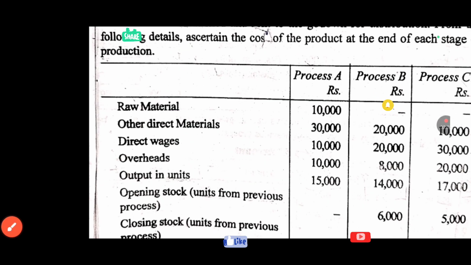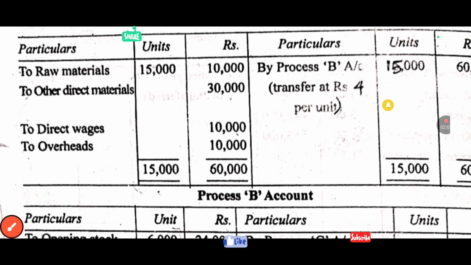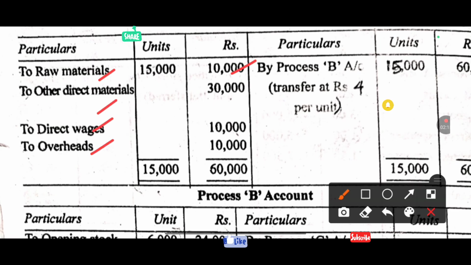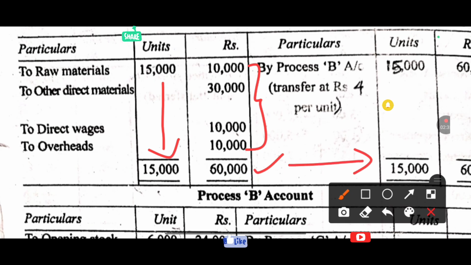All the costs and expenses always appear on the debtor side. As per the format, raw material, other direct material, direct wages and overheads are entered in the amount column, and the 15,000 units are entered in the unit column. Let's find out the total amount. The total in the unit column is 15,000 units. After summing up all the values, you will get the total cost of 60,000 rupees. The same values will be entered on the creditor side: total 15,000 units and 60,000 rupees.